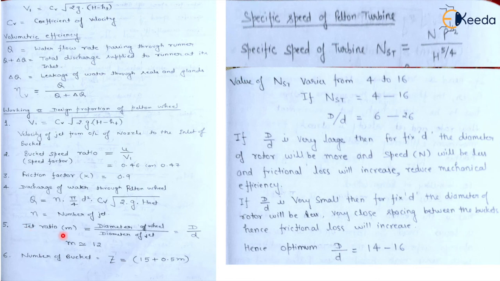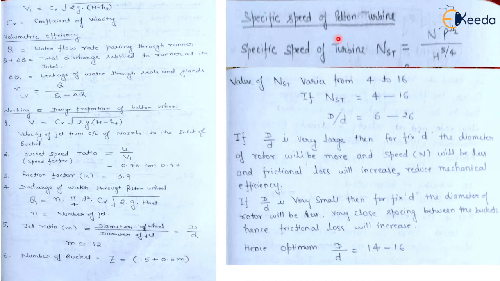What is the jet ratio? That is called M, and it is the ratio of the diameter of the wheel to the diameter of the jet. Capital D is the diameter of the wheel and small d is the diameter of the jet. Number of buckets Z is equal to 15 plus 0.5 M, where M is the jet ratio. This is called the Taygun formula. You have to remember this as it is.